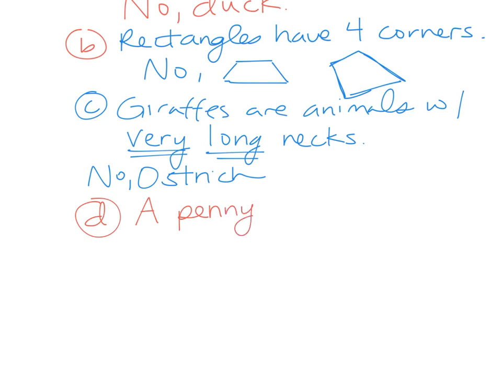All right. A penny is a coin. It's not true. A penny is a coin worth 1 cent. Is that a good definition? Yes. If a coin is a penny, then it is worth 1 cent. Is that true? Yeah. If a coin is worth 1 cent, then it is a penny.